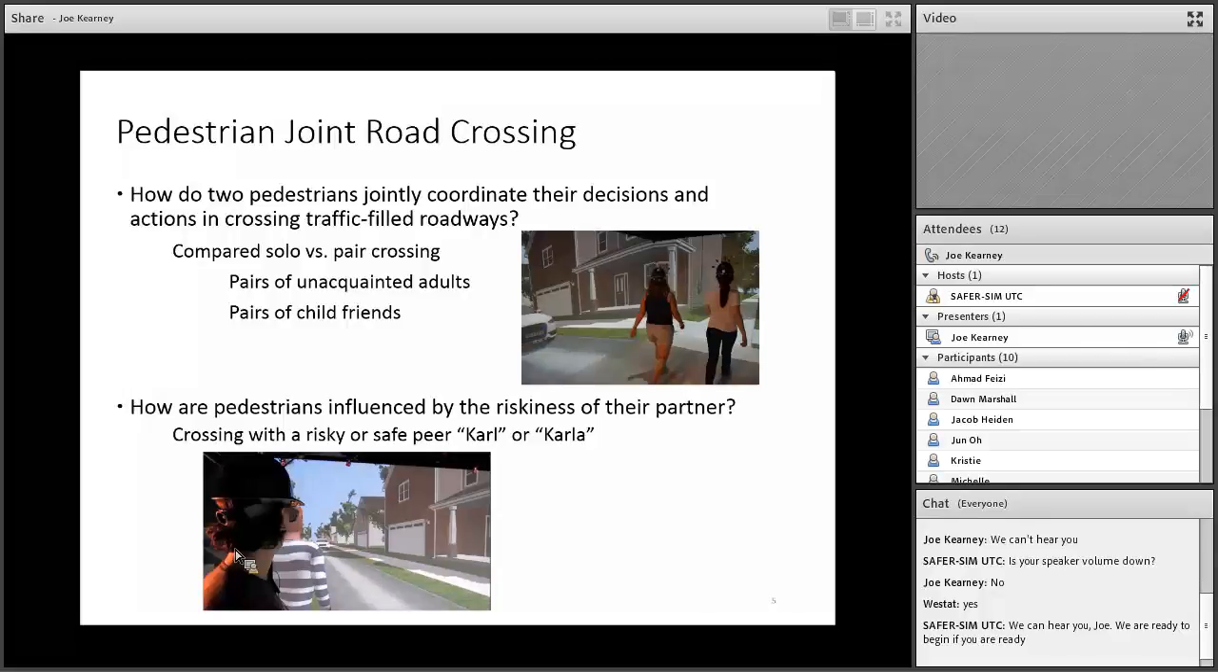The second study we'll look at is how people who came into our lab and were paired with a computer-generated agent that could be either risky or safe. We call the agent Carl or Carla, depending on gender. We look at how they cross the roadway and whether the riskiness of the agent influences the riskiness of the person who's matched with them.